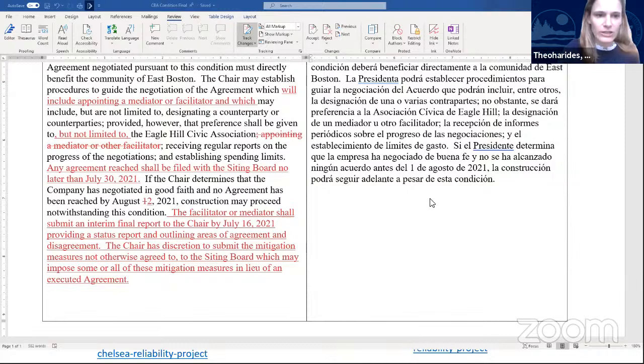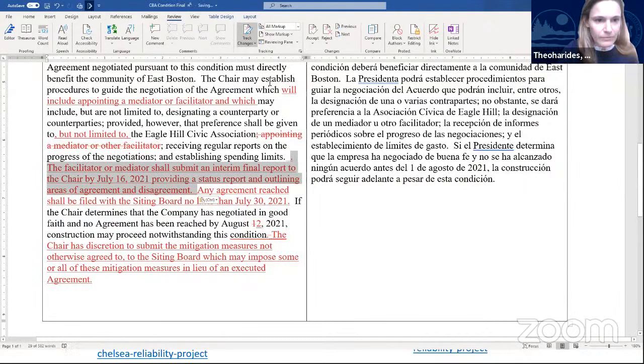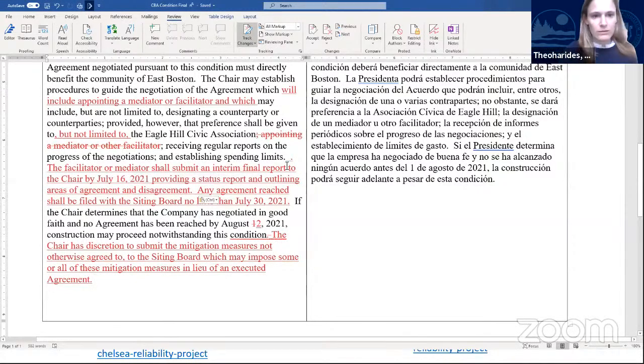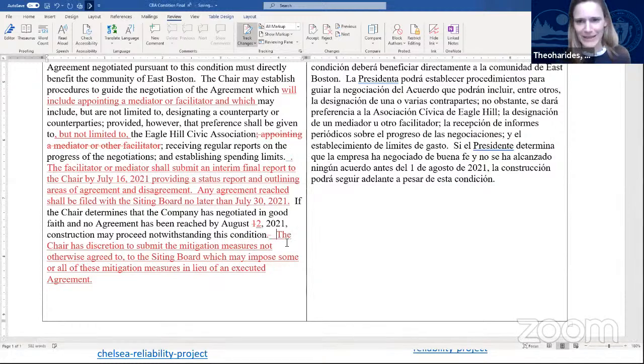The facilitator or mediator shall submit an interim final report to the chair by July 16th, 2021, providing a status report and outlining areas of agreement and disagreement. The chair has discretion to submit the mitigation measures not otherwise agreed to the siting board, which may impose some or all of these mitigation measures in lieu of an executed agreement. You know, reading it back, I would move the facilitator sentence above the final report. Does that make sense? Is that the correct location? Yes. Do I need to read it again? Okay.